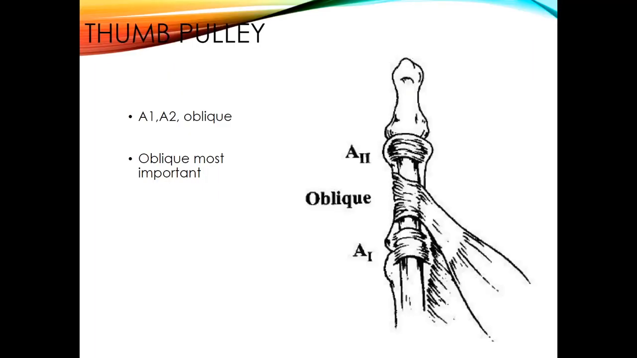In the thumb, the pulleys are a little bit different. You have your A1 pulley over the MCP joint. You have your A2 pulley distally over the proximal phalanx, and then your oblique pulley between them. And the oblique pulley is the most important pulley to prevent bowstringing in the thumb. You need to be very careful not to go too distal when doing a thumb trigger finger release and getting into the oblique pulley.